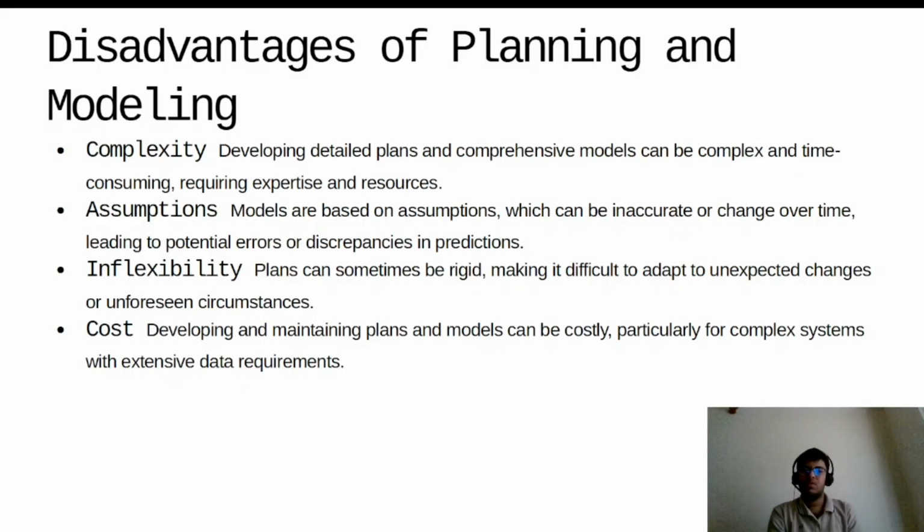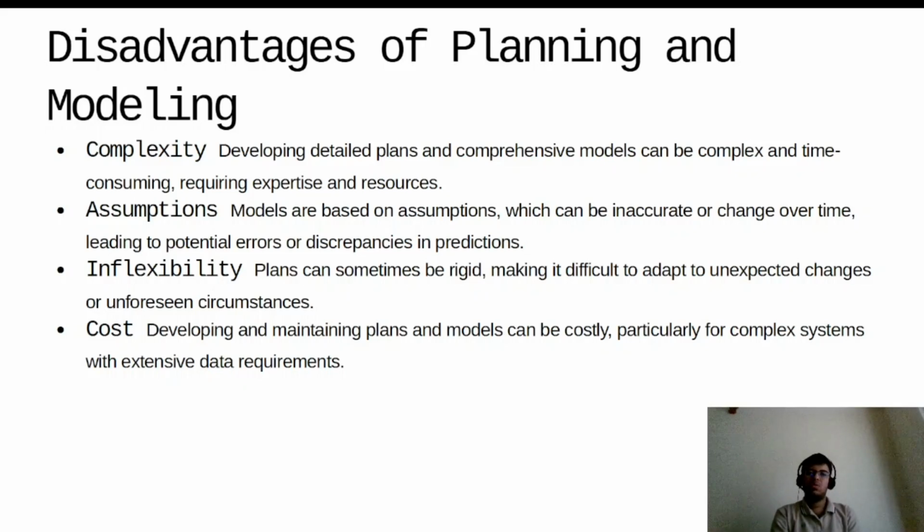Next is for assumptions. Now models are generally based on an assumption that a risk or a thing can happen, now which can sometimes be inaccurate and change over time, which can lead to potential errors or some discrepancies in the predictions which are made. Next is inflexibility. Now, plans, when they are made using a detailed idea, it can become rigid, which can make it difficult for the team to adapt to unexpected changes and circumstances.